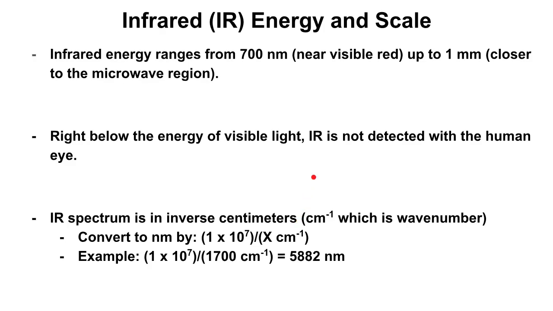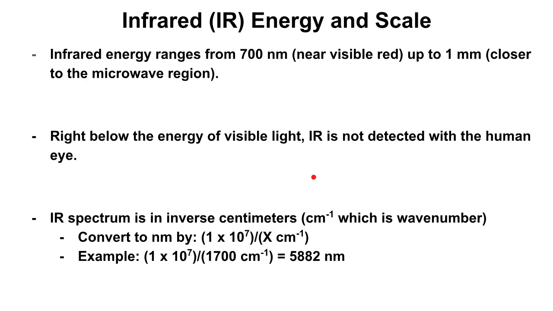So infrared, or as I will be referring to it very often in this course, IR energy, and the scale of it. Infrared energy is going to range from around 700 nanometers, which is right on the cusp of the visual light region. So red would be the first one up, and you can even tell by the name infrared, we're right below that. And then it can go up to 1 millimeter, and that's getting very far down on the other side of the region where we're talking about getting closer to microwaves.